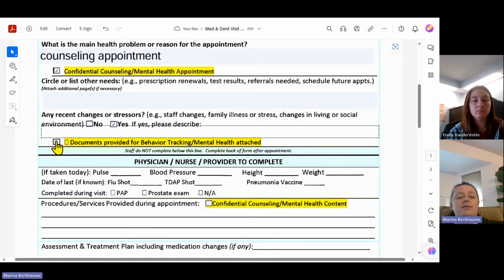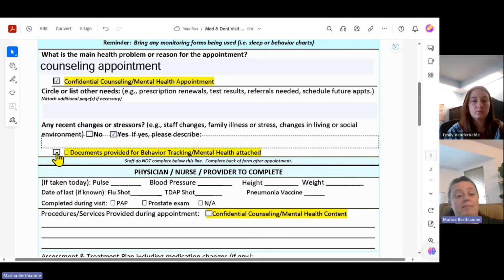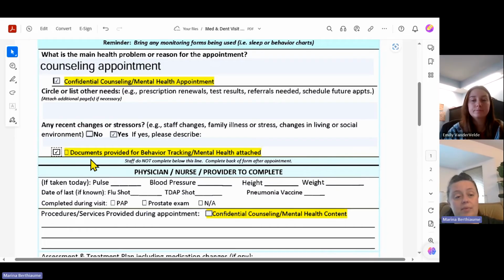Some people, when they do their psych med reviews or meet with the provider that prescribes the psych medication, the prescriber has asked us to keep data, for example, on aggressive outbursts. They want us to track how many times that happens in a day or in a week. You would have a chart for that at the house. So if you were going to a psych med appointment, you're going to make sure that you're bringing copies of those documents to the appointment with you.